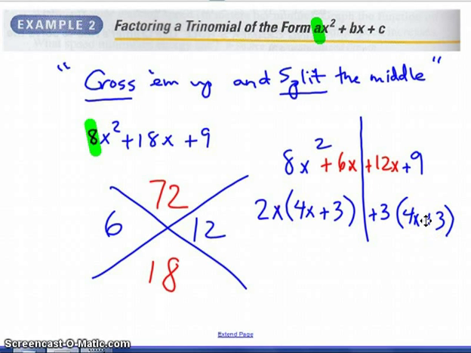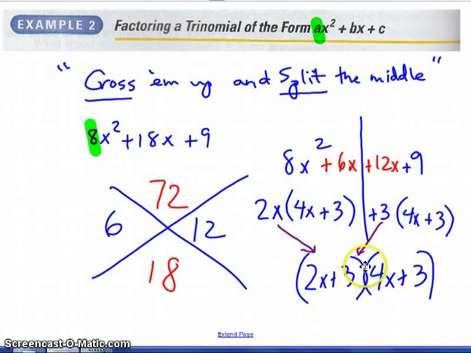Now your answer is simply going to be pulling down the 2x plus 3 as one of your binomials, times 4x plus 3, your other binomial. That's the answer. Those are the factors of 8x squared plus 18x plus 9. Again, you're pulling down these two coefficients on the 4x plus 3 and making them into one of the binomials and keeping the 4x plus 3 as your other binomial.